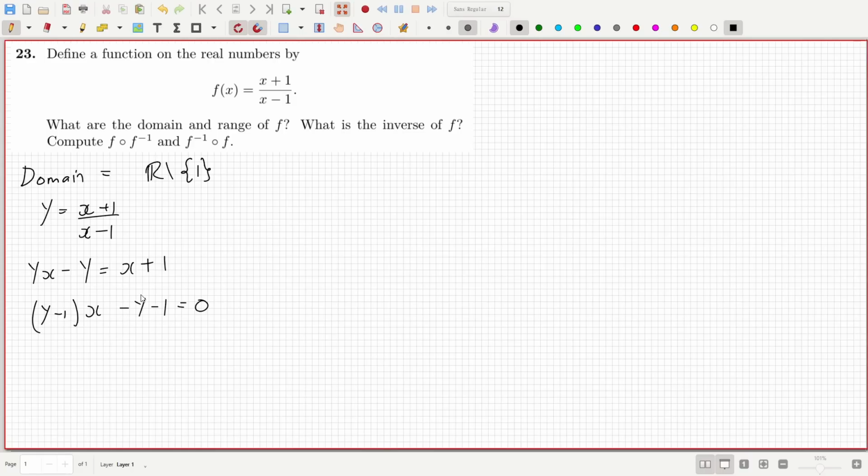So basically, the way I like to find the range is I rewrite this as an equation, pretending that y is constant. And I ask, when is this solvable? And it's solvable as long as y is not 1. So that means the range is all real numbers except for 1.